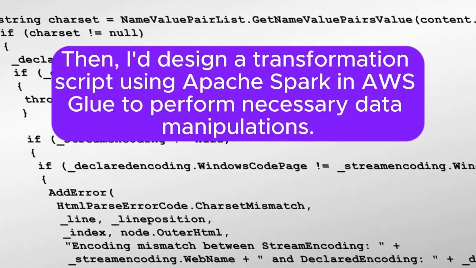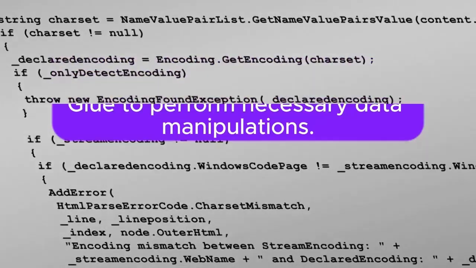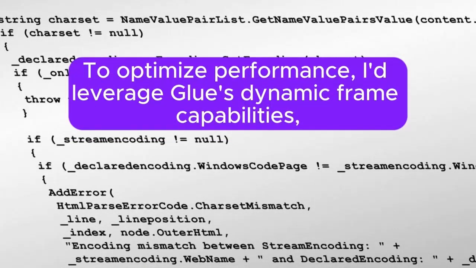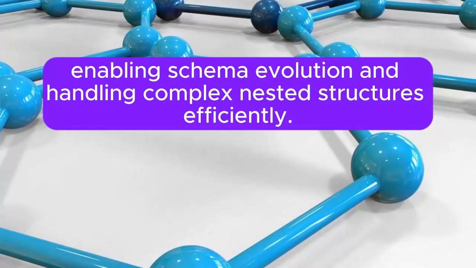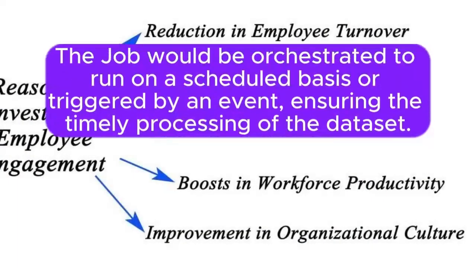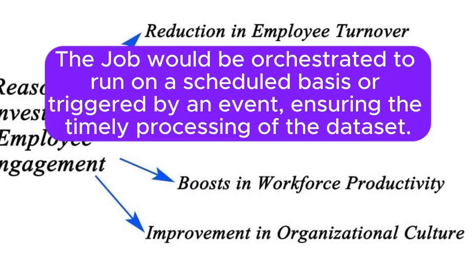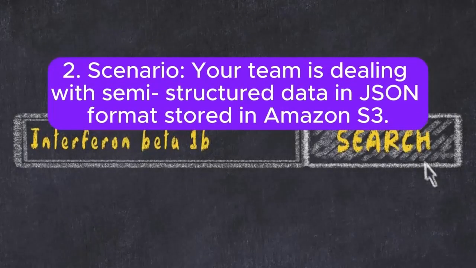Then, I design a transformation script using Apache Spark and AWS Glue to perform necessary data manipulations. To optimize performance, I'd leverage Glue's dynamic frame capabilities, enabling schema evolution and handling complex nested structures efficiently. The job would be orchestrated to run on a scheduled basis or triggered by an event, ensuring the timely processing of the dataset.